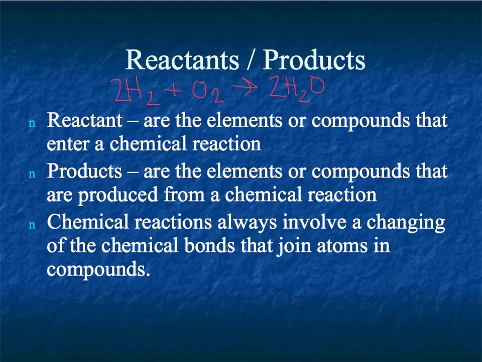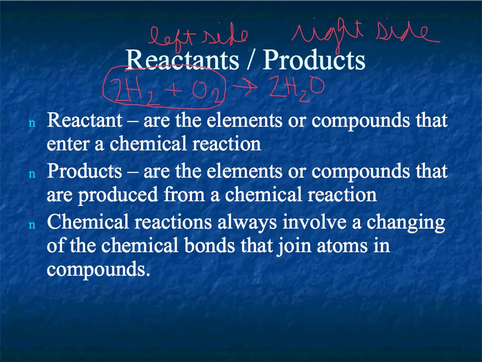Reactant. A reactant is the elements or compounds that enter a chemical reaction. So in here we'd have our hydrogen and our oxygen that we would consider reactants. One way to think of this is the reactants are generally on the left side, while products are going to be on the right side. And these are the elements or compounds that are produced from a chemical reaction.